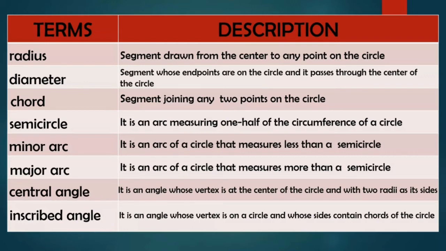And now let's proceed to the angles related to circle. The first one is the central angle. The central angle is an angle whose vertex is at the center of the circle and with 2 radii as its sides. The next angle is the inscribed angle. The inscribed angle is an angle whose vertex is on a circle and whose sides contain chords of the circle.